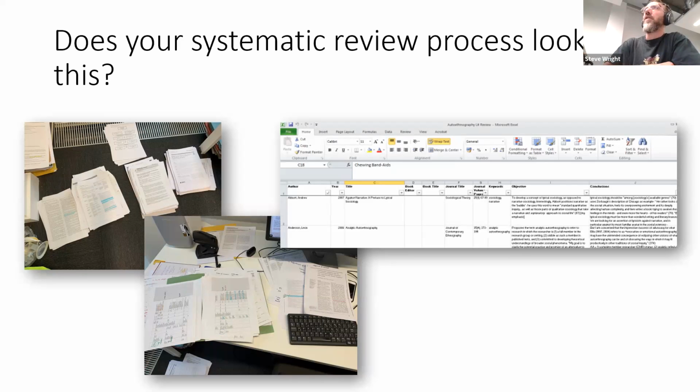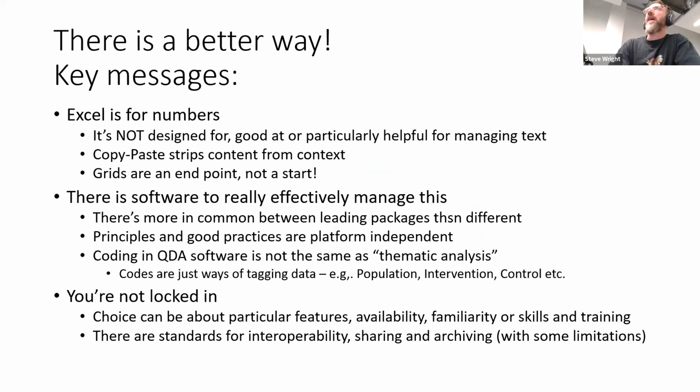This is what a lot of systematic reviews look like. Piles of paper on the floor, piles of paper on a desk, lots of use of highlighters, and then copying and pasting stuff into Excel. So I'm going to start out with the key messages. My key message is Excel is for numbers. If it's not a number, it probably shouldn't be in Excel.